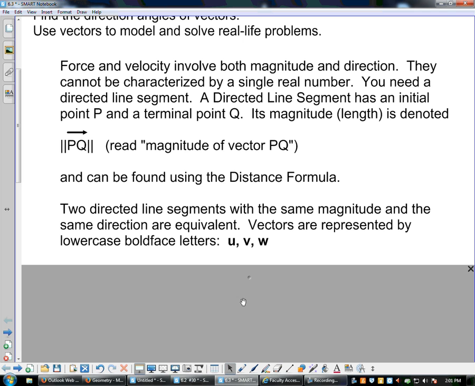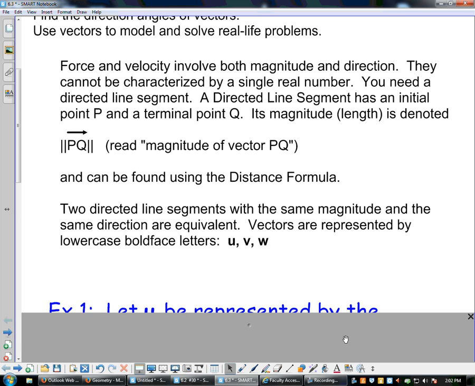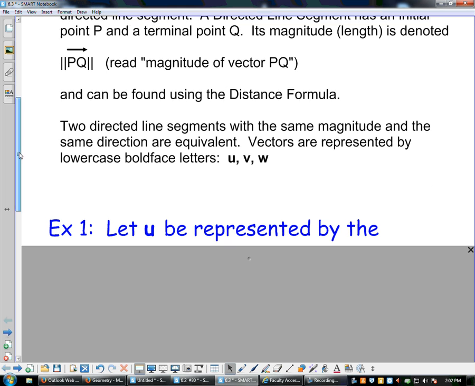And we can find the length, as you know, by using the distance formula. Two directed line segments with the same magnitude and the same direction are equivalent. Vectors are represented by lowercase boldface letters. So you can see how I've made these bold. U, V, and W are the most common letters used to name vectors. All right, so let's take a look at example 1.